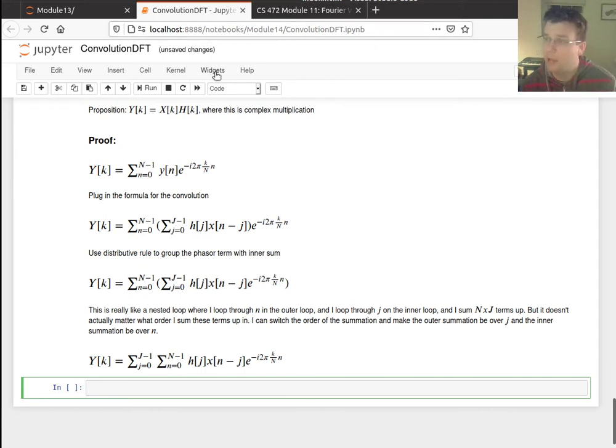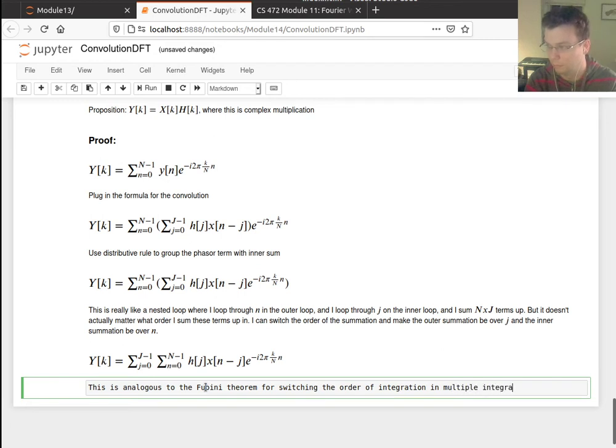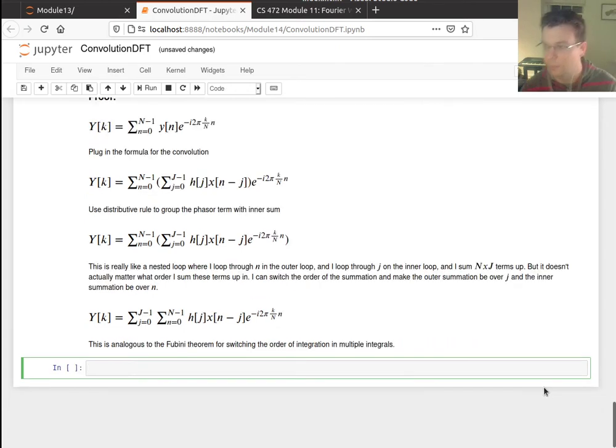This is analogous, for those of you who've had Calc 3, to the Fubini theorem for switching the order of integration in multiple integrals. But if you haven't had Calc 3, that's fine. I just wanted to throw that out there. You can just think of this as loops. It doesn't matter, because everything is grouped together on the inner term, I'm just summing a bunch of things. It doesn't matter what order I sum them in. Okay, so that's legal for me to switch these.